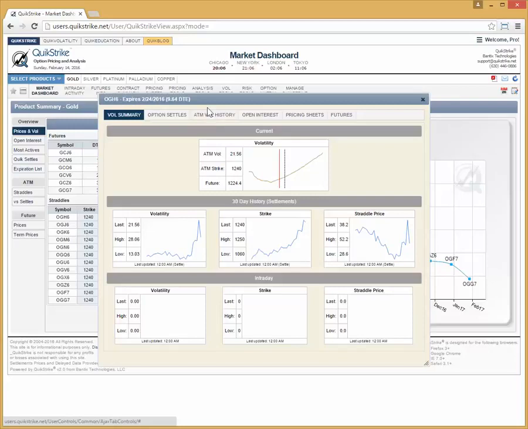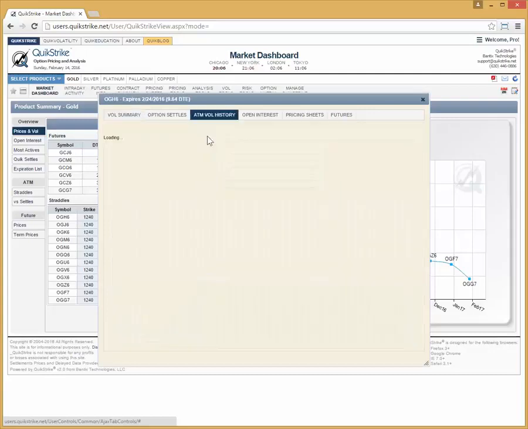So we can click on the at the money vol history tab, and we have from 1 to 12 months. This may vary in the future in terms of what's available from the pop-ups, but for now it's 12 months. So let's take a look and see what we have.